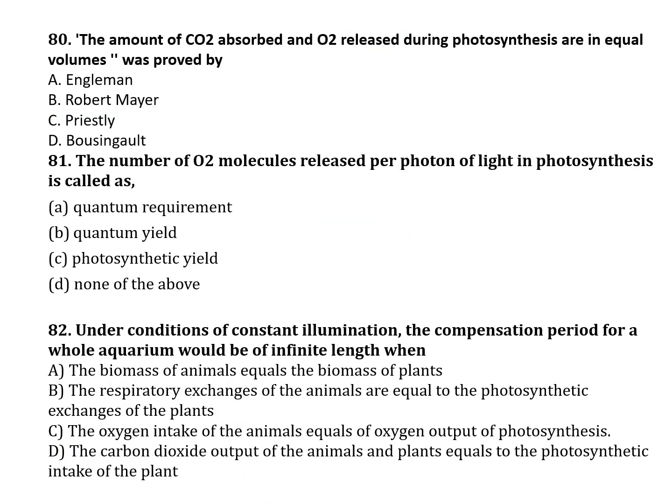The next question, number 80. The amount of carbon dioxide absorbed and oxygen released during photosynthesis are in equal volume was proved by option A, Engelmann. Option B, Robert Mayer. Option C, Priestley. Option D, Boussingault. Correct answer is option D, Boussingault.